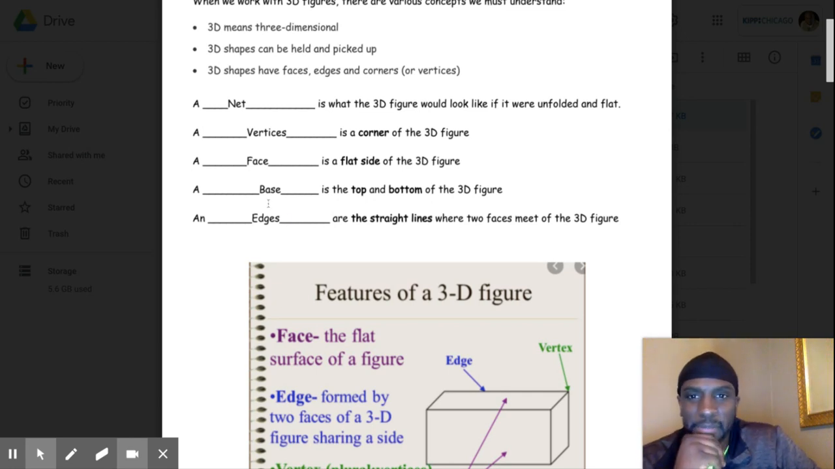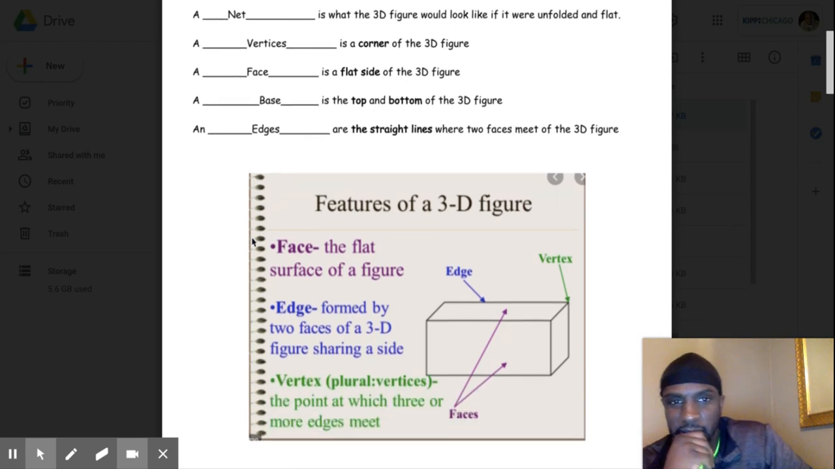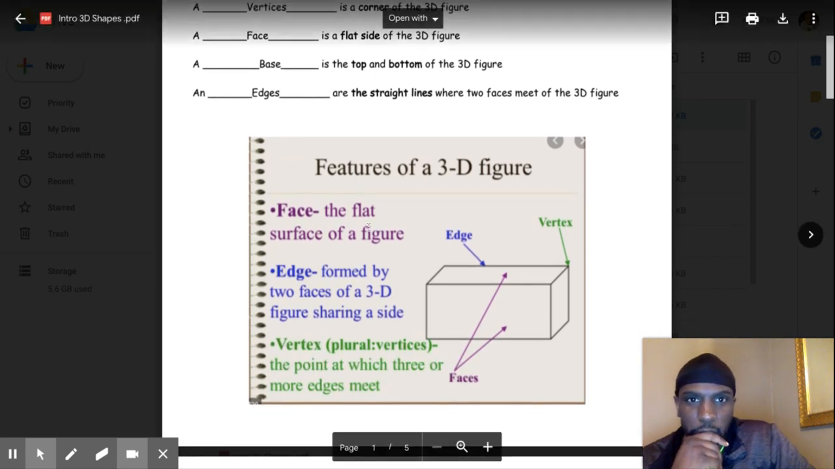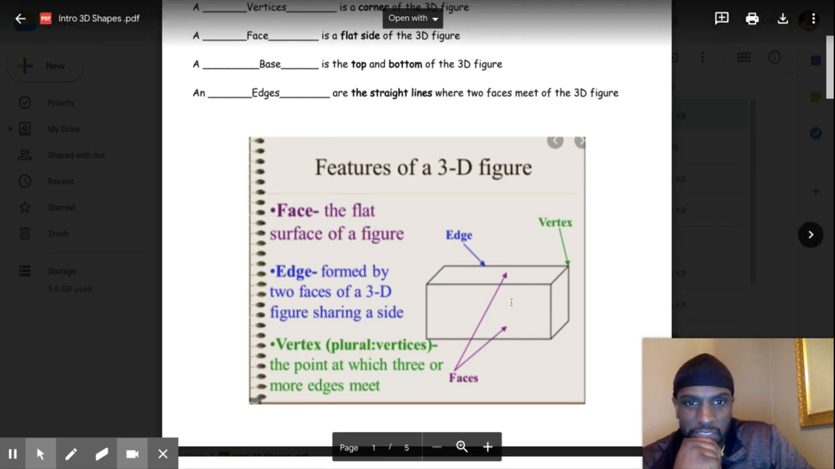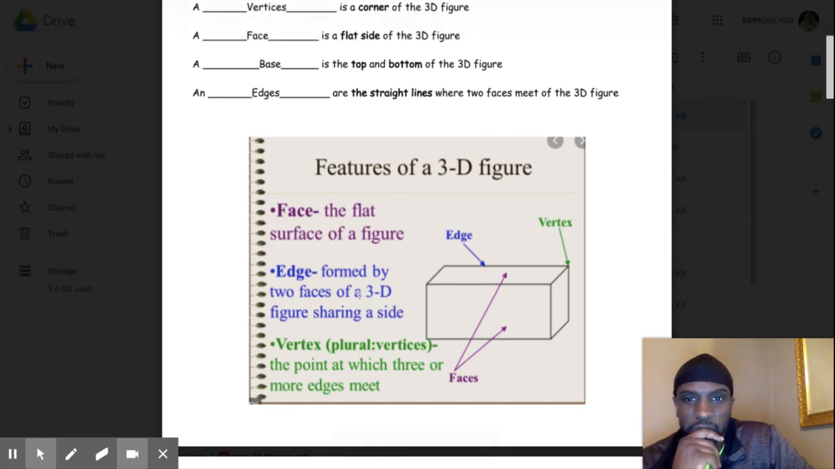Now, let's see. The base is the top and the bottom of a three-dimensional figure. The edges are the straight lines where 2 faces meet. So you have pictures here, you can refer to the features here. It says the face is the flat surface of the figure. So this rectangular prism here has 6 faces, okay? The edge is formed by 2 faces of a three-dimensional figure.